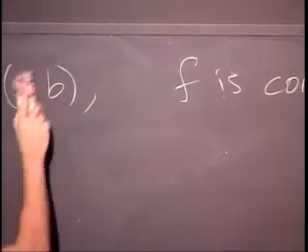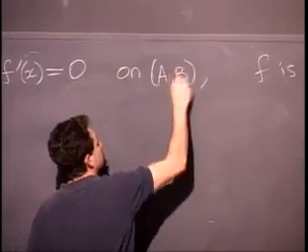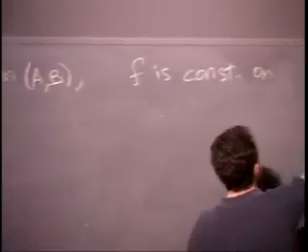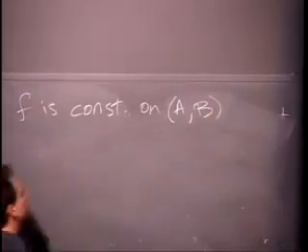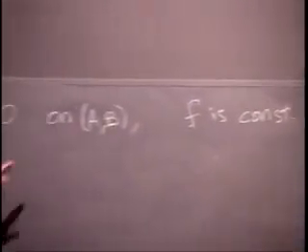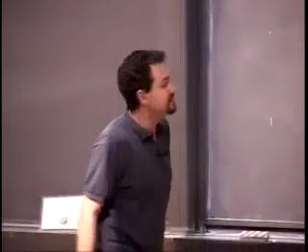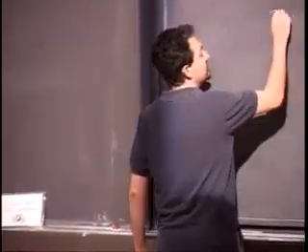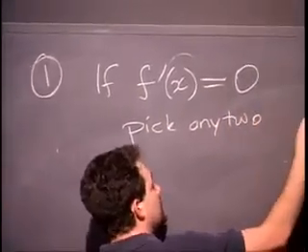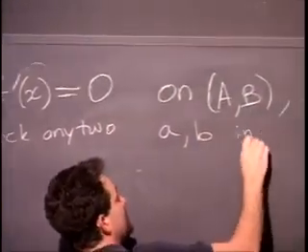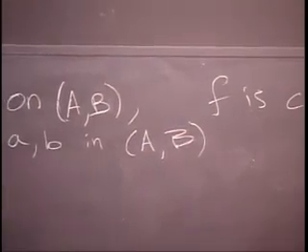I'm going to change this to capital letters. There we go. Sorry about this. I just want to make sure I say it right. Okay. If f prime of x equals 0 on capital A to capital B, then f is constant. Okay, so here's how I do it. I pick any 2 numbers, A and B in A comma B.